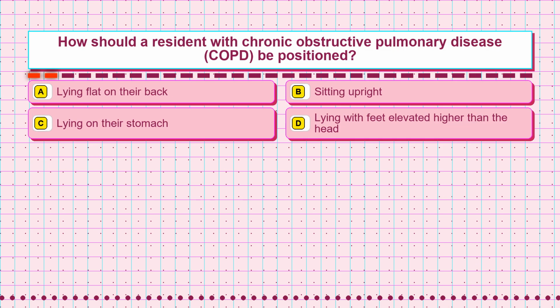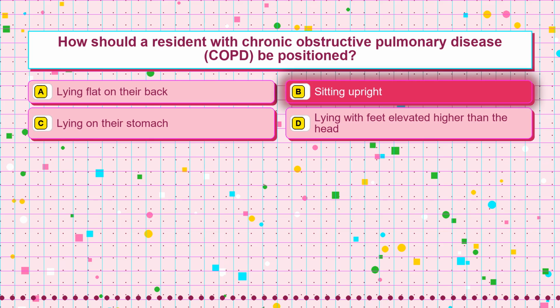Question 39. How should a resident with chronic obstructive pulmonary disease, COPD, be positioned? Option A, lying flat on their back. Option B, sitting upright. Option C, lying on their stomach. Option D, lying with feet elevated higher than the head.